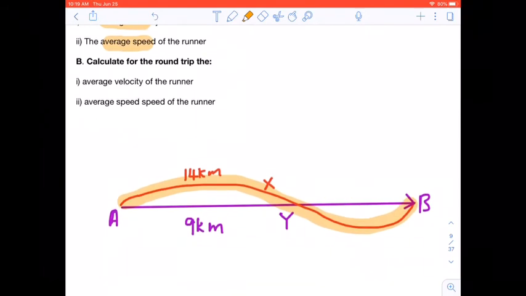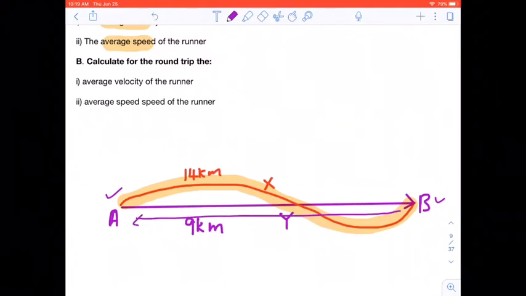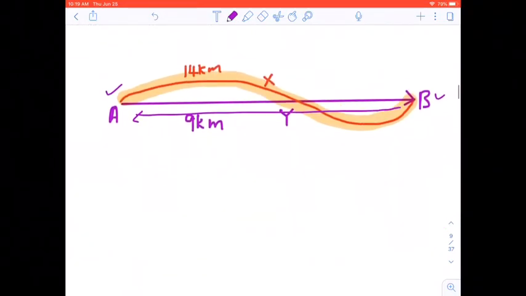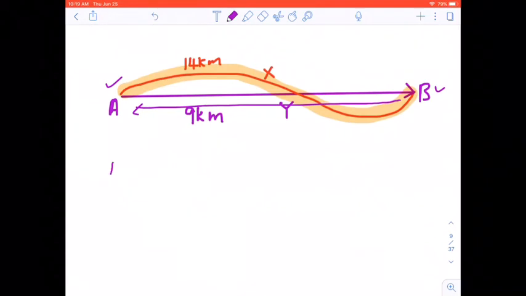So here we have this. The runner goes from A to B on a curved path and then goes back to A using the straight path. We need to know what is the average velocity, where V, average velocity, is equal to change in x upon change in time.